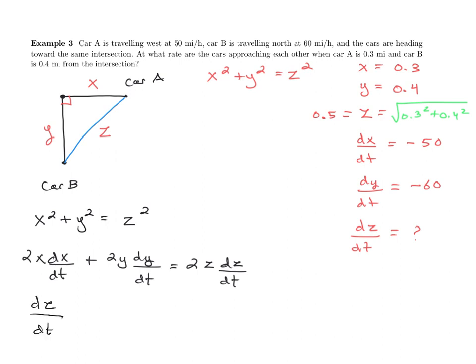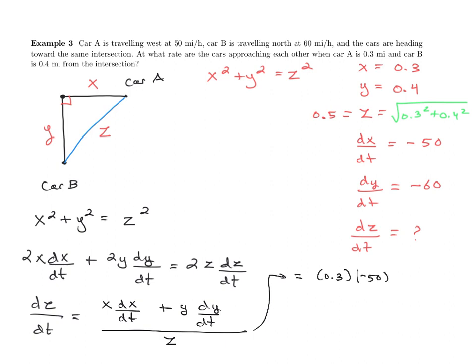dz/dt is equal to, I've canceled the 2s, so I have this stuff without the 2s. That is x dx/dt plus y dy/dt, all divided by z. I'll now simply plug in all of the given information. So let's see. X is equal to 0.3. dx/dt is negative 50. Y is equal to 0.4. And dy/dt is equal to negative 60. And this whole thing is divided by z, which is 0.5. And so I'm going to type this into a calculator and see the number that I get.